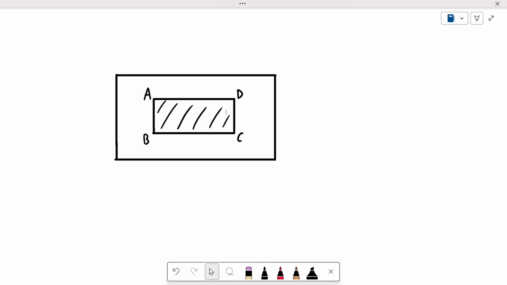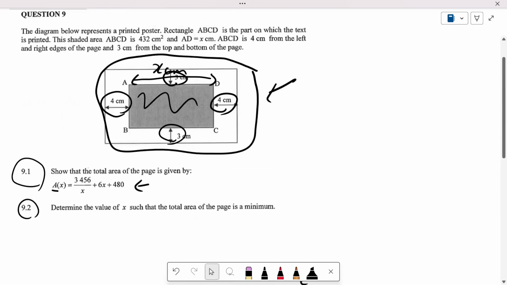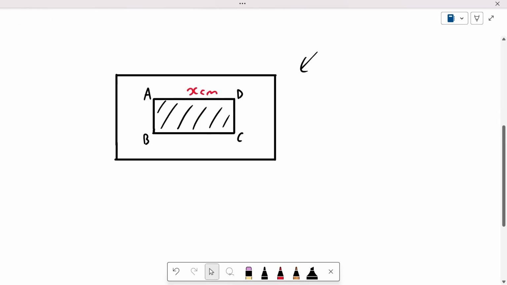Alright, so let's determine what we have at the moment. This is a rough sketch over here of the diagram that was given in the question. So what we need to determine, first of all, is what we were given, right? We were given that the area of ABCD, the shaded rectangle, is 432 centimeters squared, right? Okay, and then what we should remember is that in this question, I'm just going to quickly scroll up, that this over here is going to be 3 centimeters, right?